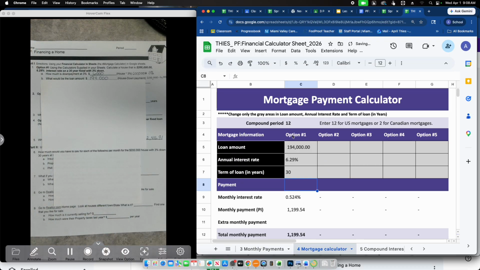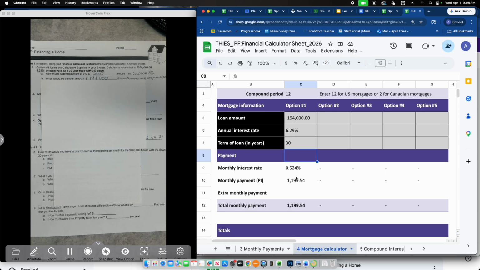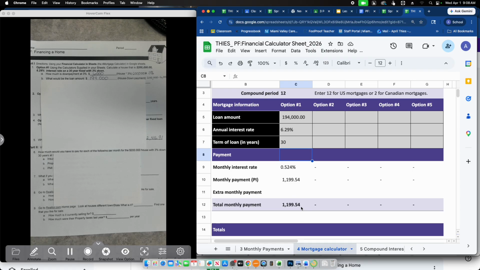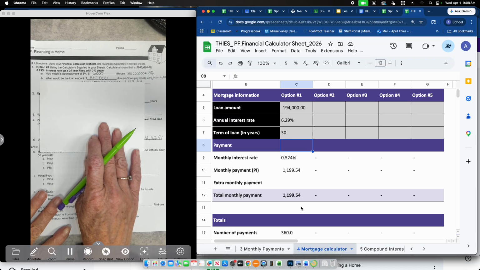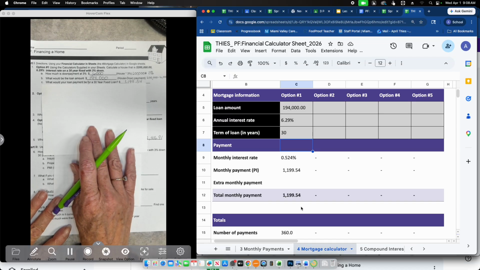I need you to understand, we could go up to 5 different options if we were looking at different ways to finance this house. So option 1 is a $194,000 loan at 6.29 for 30 years. We can see as we scroll down that our monthly payment is going to be $1199.54. We do not pay any extra on this one, so it is going to be $1199.54. So that will be the answer to C.